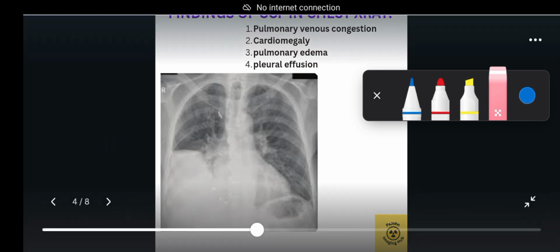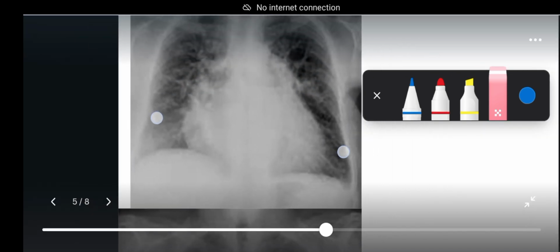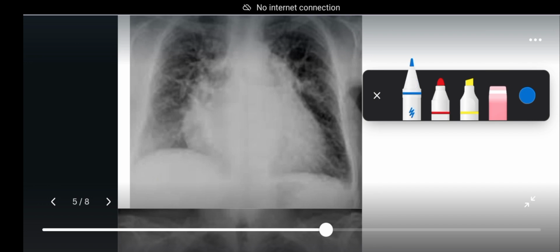Then let's look at other images. This case is a cardiomegaly. See, the heart is big. See how big the heart is. It's very big. So that is cardiomegaly. So it's a sign of cardiomegaly.